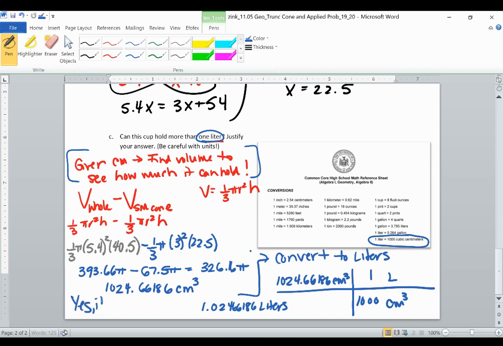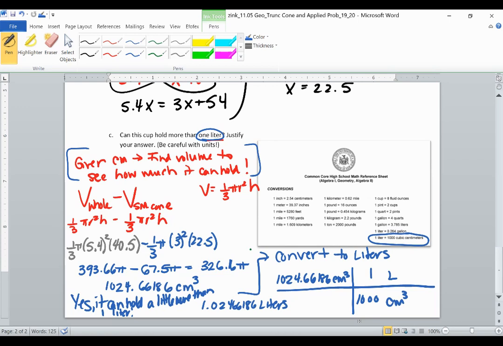Yes, it can hold a little more than 1 liter. Sorry, I'm squeezing it in down here. And that answers our question. Okay, so that's what I meant with be careful using those units. So again, a frustum or a truncated cone or a cup all mean that same thing. It's just the top part of the cone or the bottom part, depending on how you're looking at it. But you're taking off the part of the cone that is still a cone, so it has that vertex there.